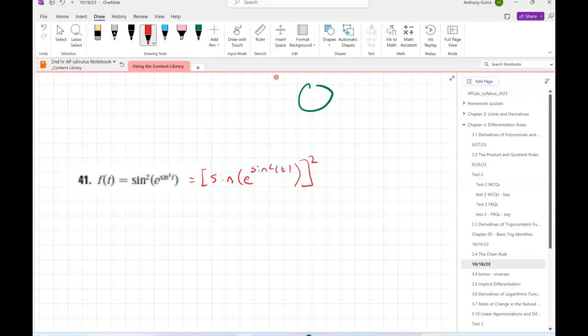So when I do the derivative of the outside, that's just a power rule. So the squared becomes the coefficient. The inside stuff all stays the same, and the exponent gets 1 subtracted from it. I'm not going to write the 1. And then we have to do the derivative of the inside.